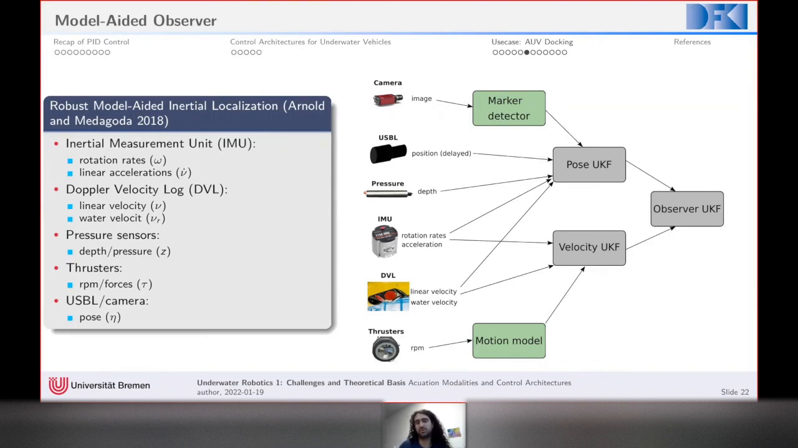A higher frequency will give you, of course, more resolution, but lower range. If it's a lower frequency DVL, then you will get longer range, so you can still get velocity measurements if the ground is, I don't know, 100 meters away from you. But of course, accuracy is a bit lower.